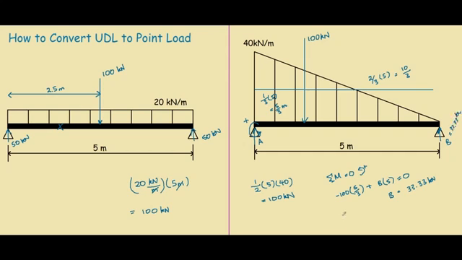And now we can just use the sum of forces in the y direction equals 0, where positive is up. So we have 33.33 plus the reaction at A minus 100 equals 0. If you work out the reaction for A, it would be 66.67 kilonewtons. And this is how you convert UDLs to point loads.